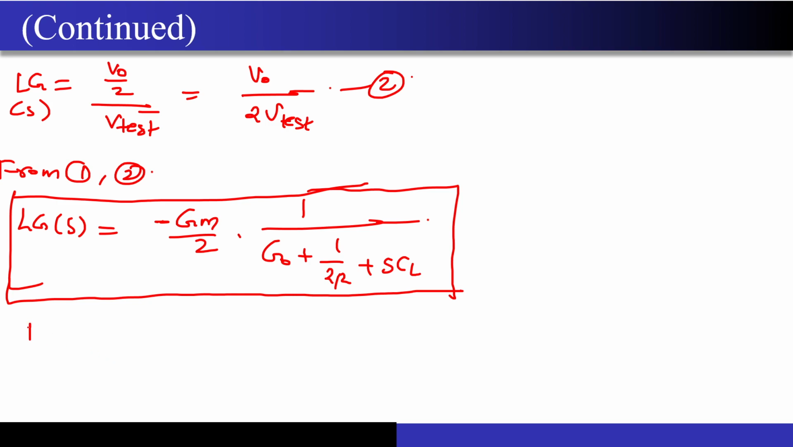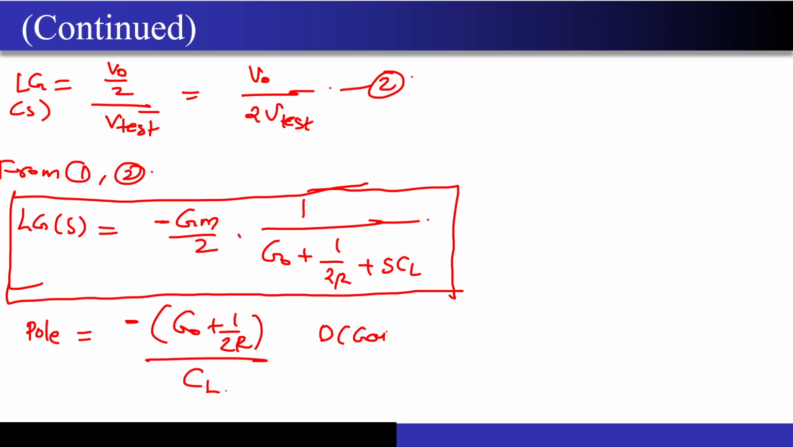Correct? Now what is the pole for this particular circuit? The pole for this circuit is nothing but minus of G0 plus 1 by 2R, upon CL. Just look at the above equation. This is the pole, and what is the DC gain of the circuit? The DC gain of the circuit will be minus Gm by 2. You just have to put 0 in place of S. 1 by G0 plus 1 by 2R.